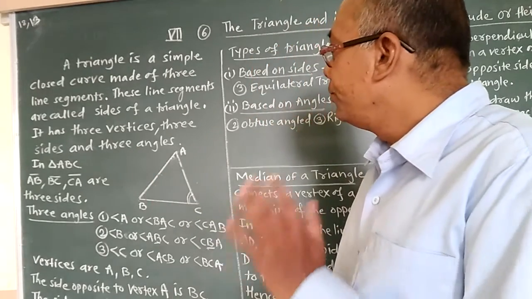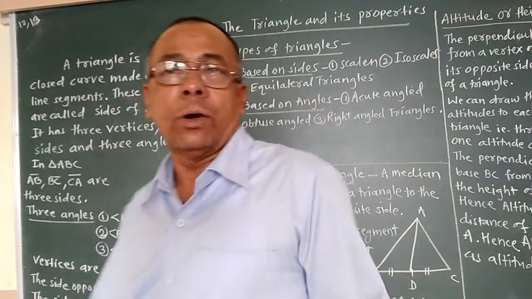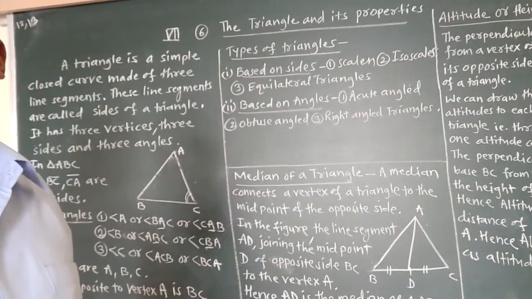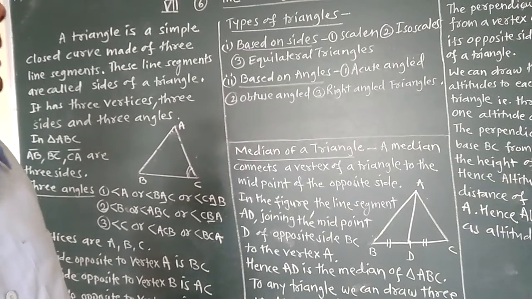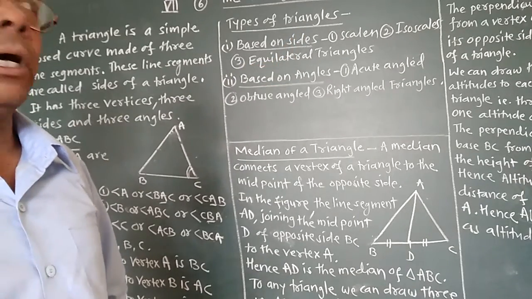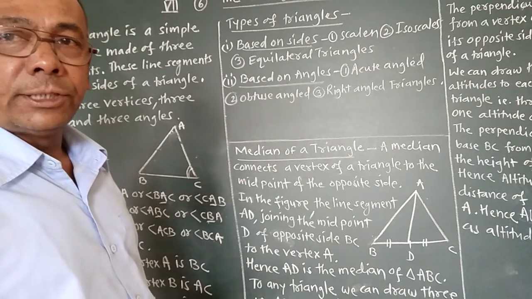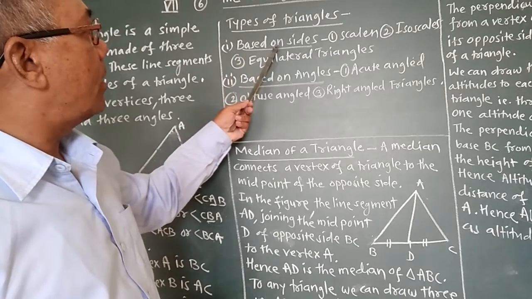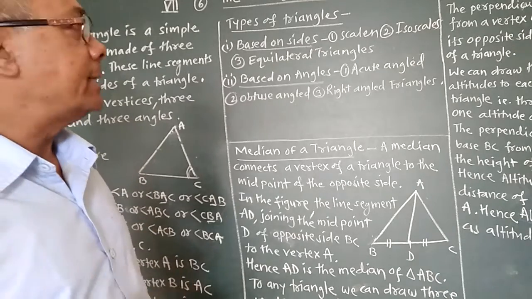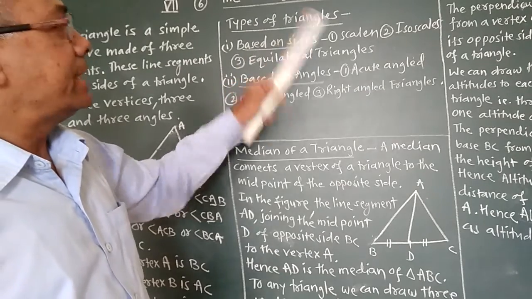In this way, we have seen some basic idea of triangle. Now we know the types of the triangles. Now these types are first based on sides, and second is based on angles. First of all we will see the types of triangles based on sides.